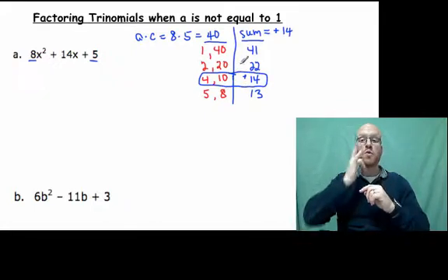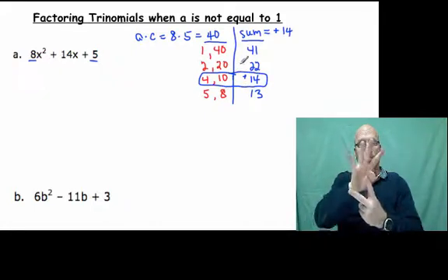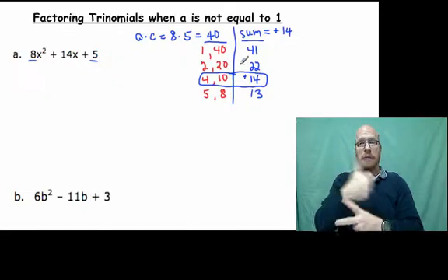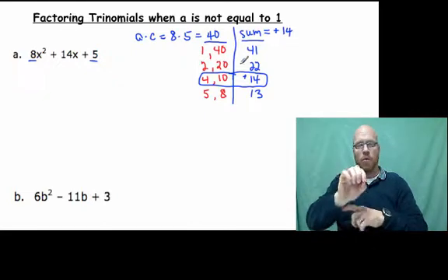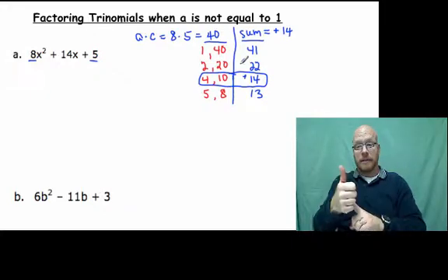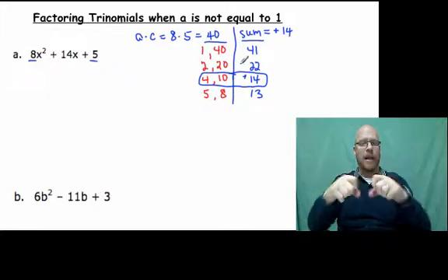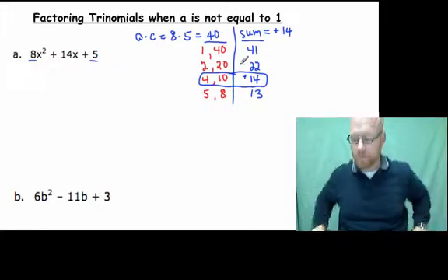So it looks like our pair is going to be 4 and 10, both being positive. 4 times 10 is 40, and positive 4 plus a positive 10 is positive 14. Now we're going to split our middle term into these two terms.